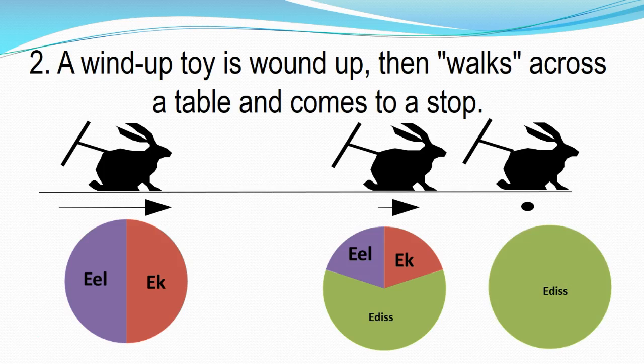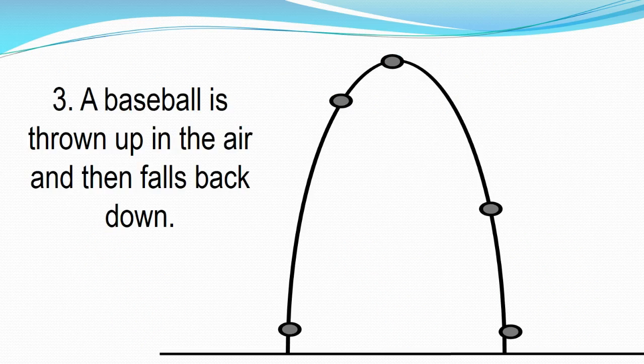At the very end, it stopped. All the elastic energy has turned into sound or friction, so it's all dissipated. It's stopped. You could also, because it says it's on a table, have a wedge of gravitational energy in all three pie charts, but that amount of gravitational energy would not change.